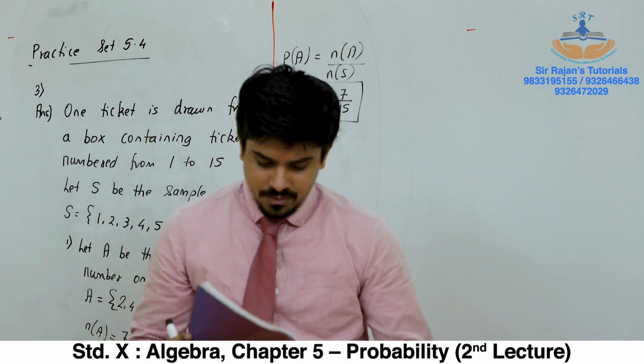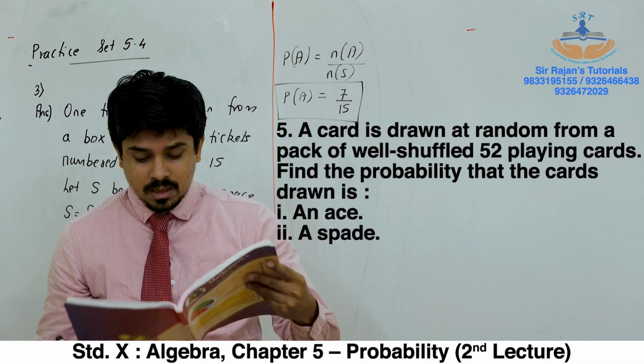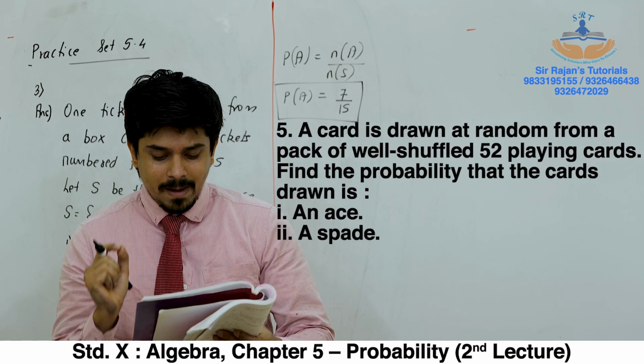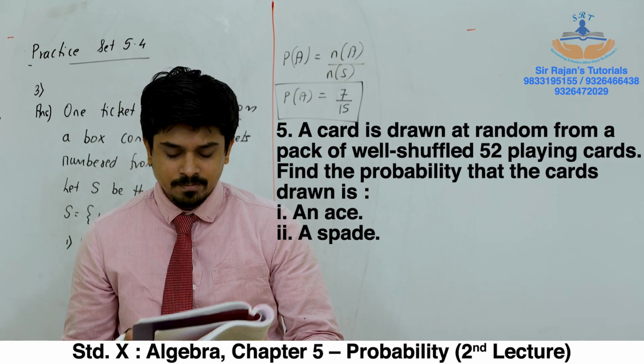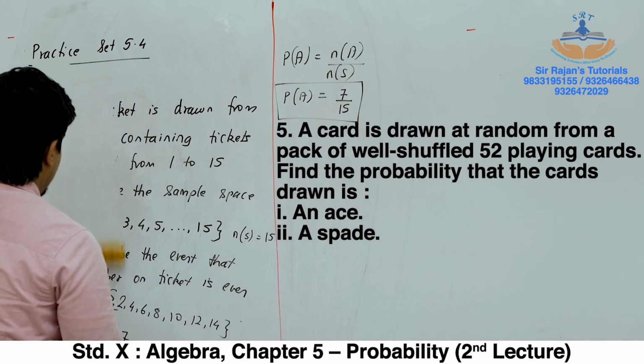Okay. Now your next question. Let's take question number 5. A card is drawn at random from a pack of well shuffled 52 playing cards. Find the probability that the card drawn is an ace card and a spade. Okay.